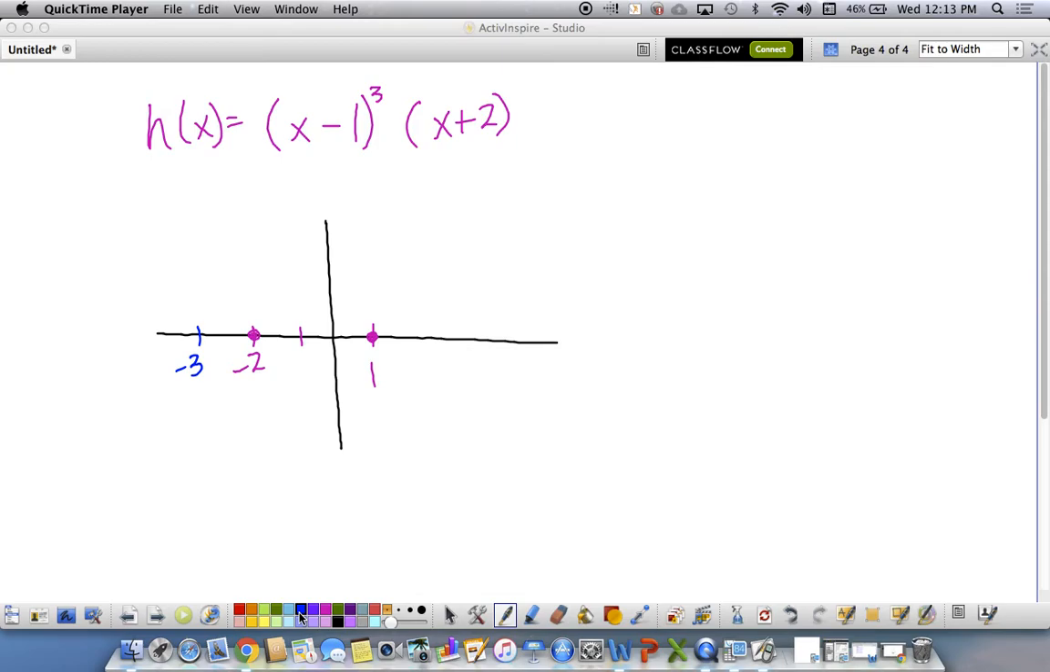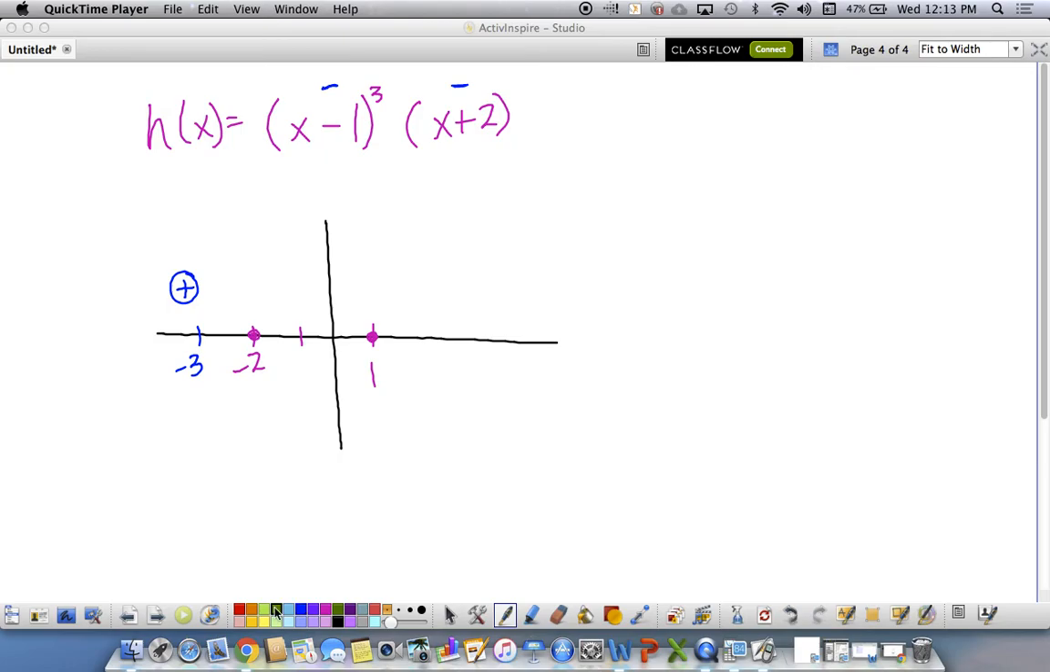What's a negative 3 minus 1? Negative 4 cubed is going to be negative. So cubic functions will still keep that negative if it's a negative. X plus 2. So negative 3 plus 2 is negative. So a negative times a negative will actually be a positive.